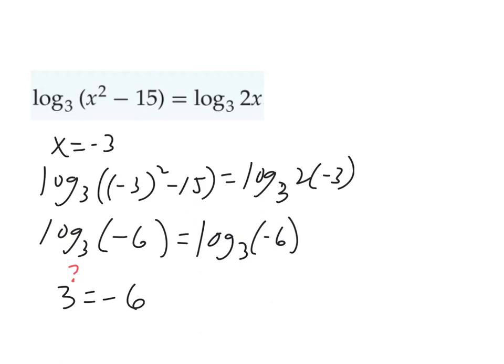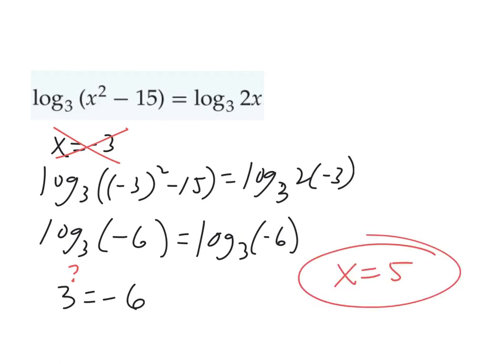This doesn't work. Okay? And in fact, the other thing that we talked about when I introduced logs is you can't have negative numbers here or here. It can equal a negative, but these two numbers can't be negatives. They have to be positive. So what that means is we have to throw that answer out. That's the biggest thing. And my only answer is x equals 5.